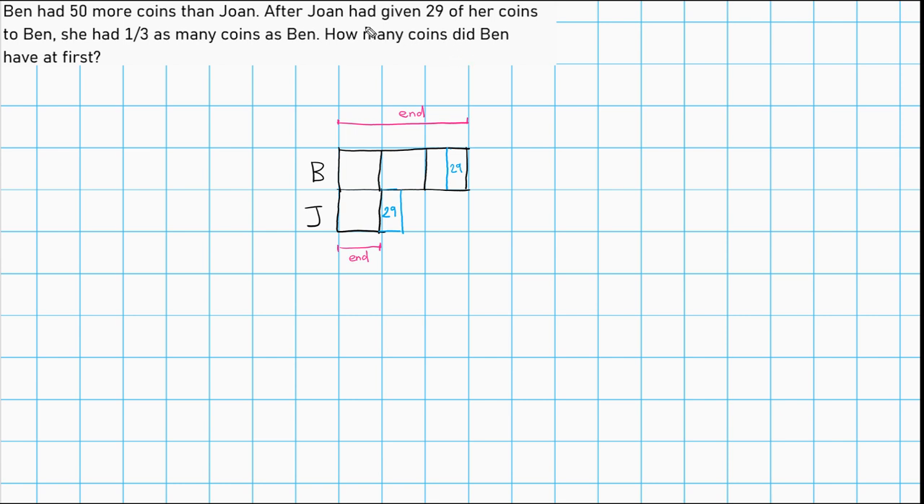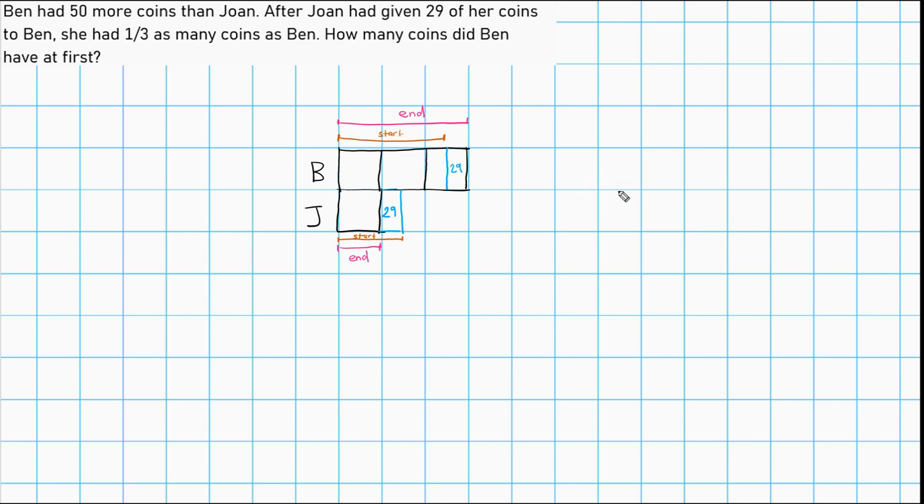But I haven't captured all of the information, because what we're told is that Ben had 50 more coins than Joan at the beginning. So let's look at where the beginning is. In the beginning, at the start, this is what Ben had. And at the start, this is what Joan had. Hopefully you are with me.